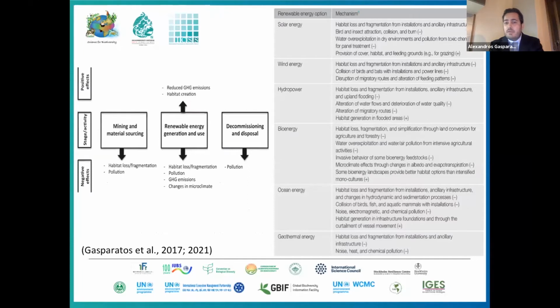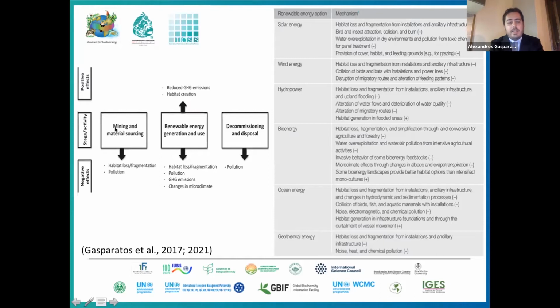I have done quite several literature reviews on the subject, and there is mounting evidence that renewable energy value chains have some sort of impact on biodiversity across the entire value chain, starting from mining and material sourcing for renewable energy infrastructure, to renewable energy generation and use, and decommissioning and disposal. We have strong evidence for pretty much every renewable energy pathway that there are very context-specific mechanisms through which renewable energy generation and use affects biodiversity.